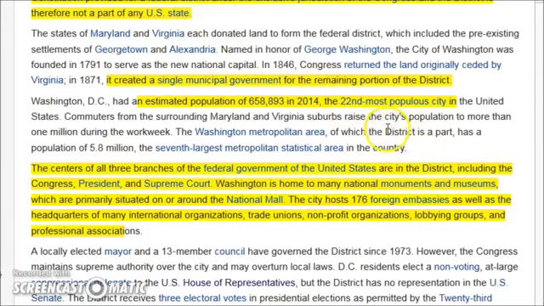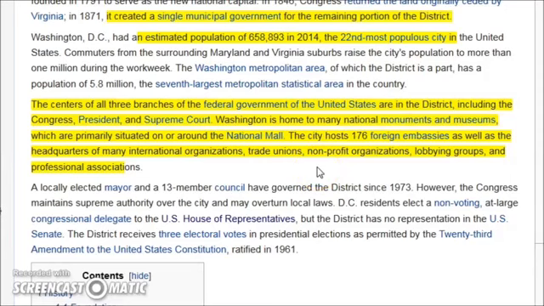The centers for all three branches of federal government in the United States are in the district, and they rule our lives, collect from the IRS and whatnot, including the Congress, the President, and the Supreme Court. Now, if the Congress is the only one overseeing and they are in the District of Columbia in Washington, that means they're not a part of the United States of America, small u, small n-i-t-e-d, united states, and I'll get into that in a minute.